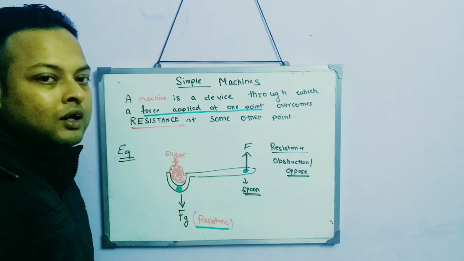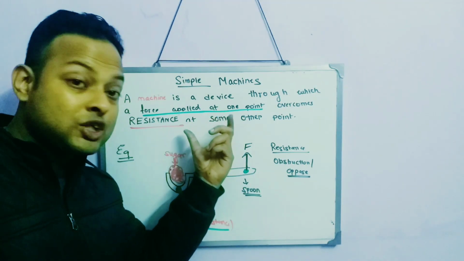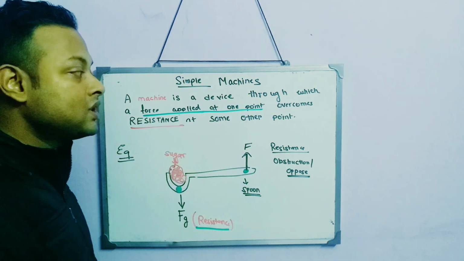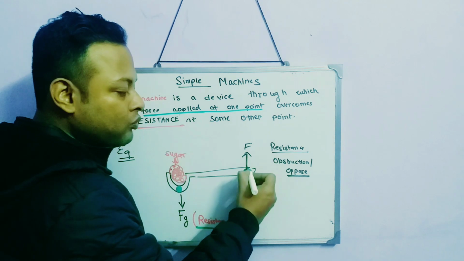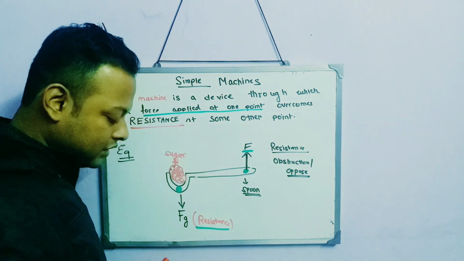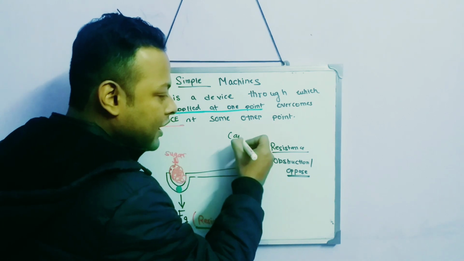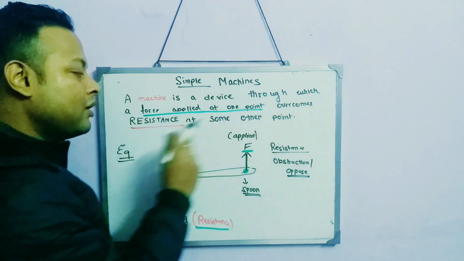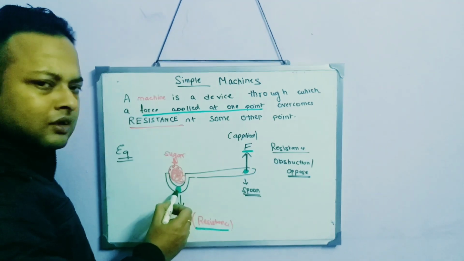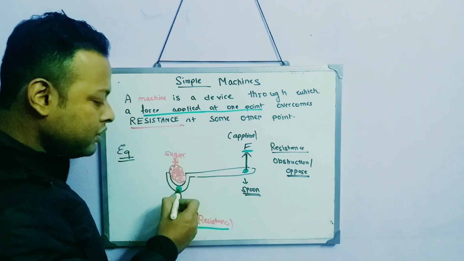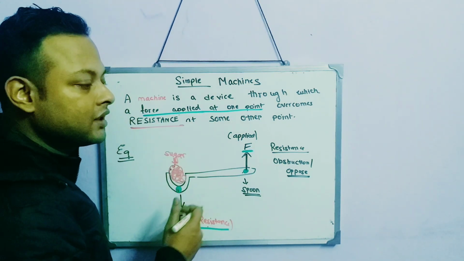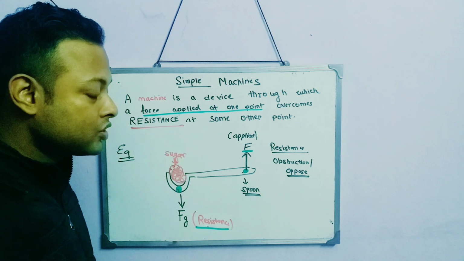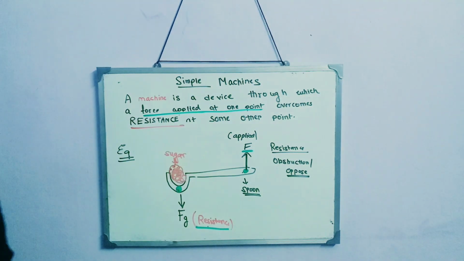So I hope now you understood this definition of a simple machine: a device through which force applied at one point, this is the applied force, overcomes the resistance at some other point. At this point I have a resistance, and we can overcome it by applying the force at some other point. I hope this definition is clear to you.